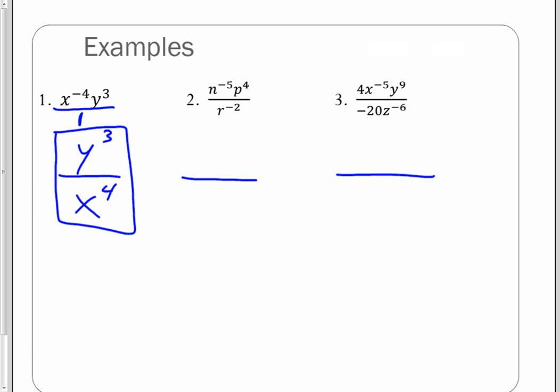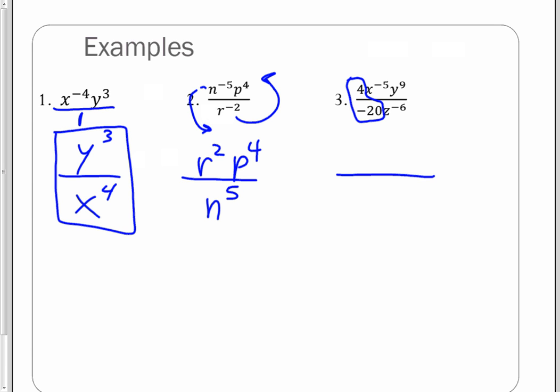So tell me what I should move and what should stay in number 2. Negative 5 should go down. Once you move it, you've taken care of the position and now you don't need the negative. R negative 2 should move up. R negative 2 moves to the top, this moves to the bottom, and P stays at the top. So it's not really changing the value at all, it's just telling you to move it. But don't forget your rules for everything else.